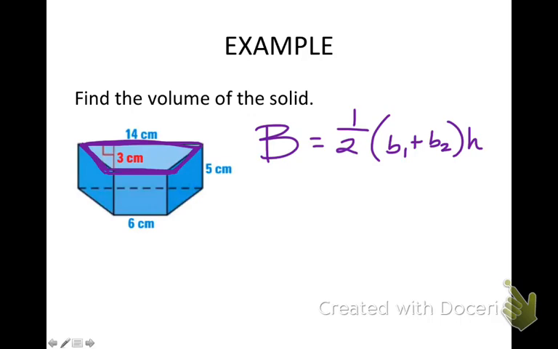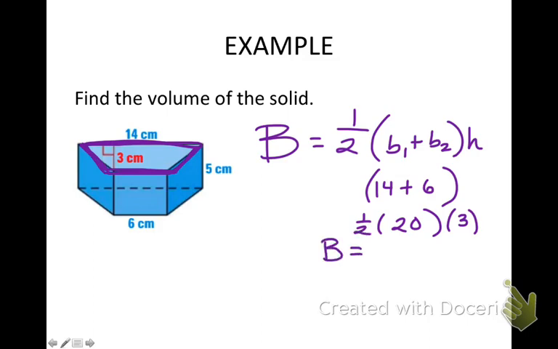What are the two bases and their lengths of the trapezoid? What are their lengths? Like this base is 14. What's this front one? Not 3. 6. So 14 plus 6 is 20. The height of the trapezoid is 3. So my big B is equal to half of 20, which is 10, times 3, which is 30.